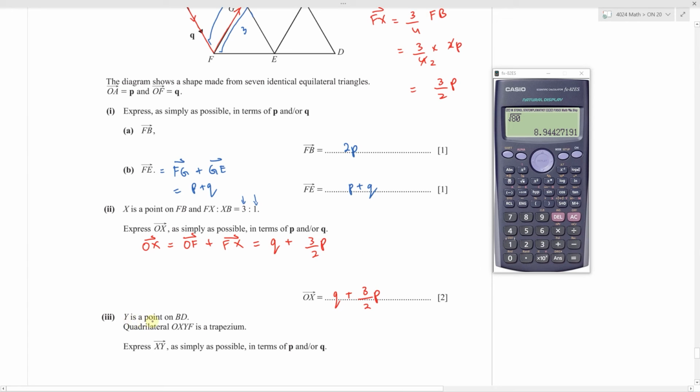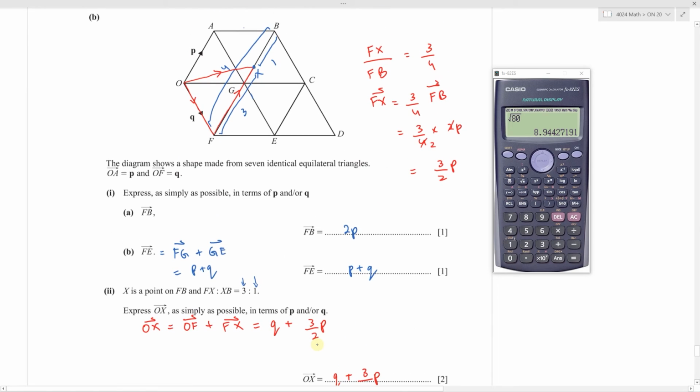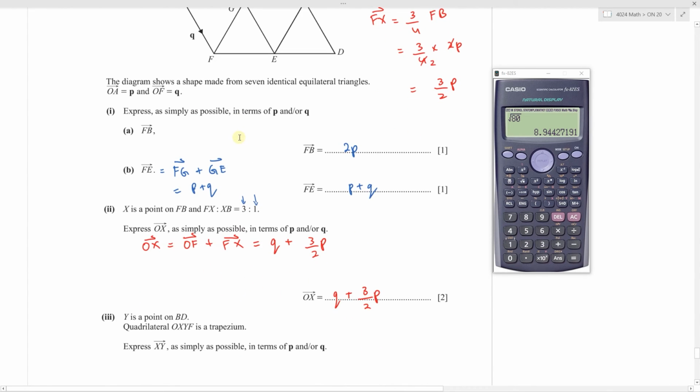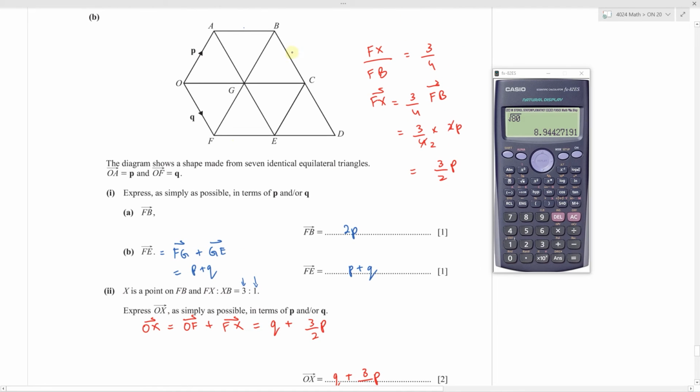So the next part is: Y is a point on BD. Quadrilateral OXYF is a trapezium. Express XY as simply as possible in terms of P and or Q. So let me erase this now. Now you're given that Y is a point on BD, so that means Y lies on this line somewhere, BD. It could be here, it could be here, it could be anywhere. So we don't know that yet.